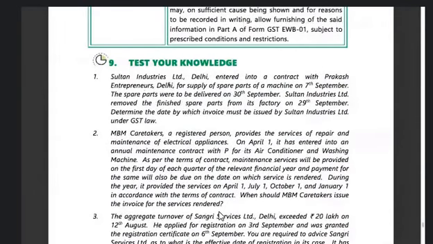So here, as per section 31, in case of supply of goods, the goods invoice should be issued either at the time of removal or before that. In this case, they entered into contract on 7th September and the spare parts were delivered on 30th September and it was removed from factory on 29th September. So when the invoice should be issued, it can be issued on or before 29th September. Right, very good.